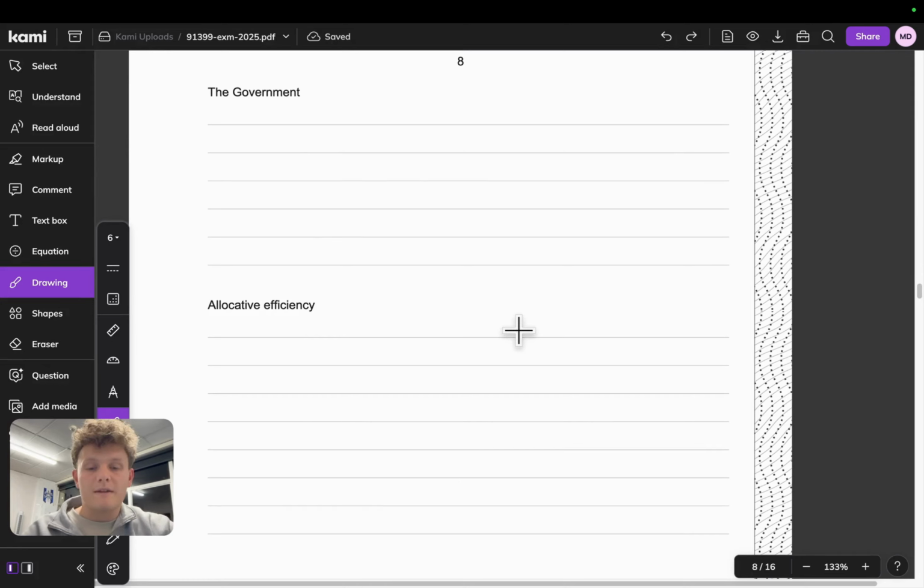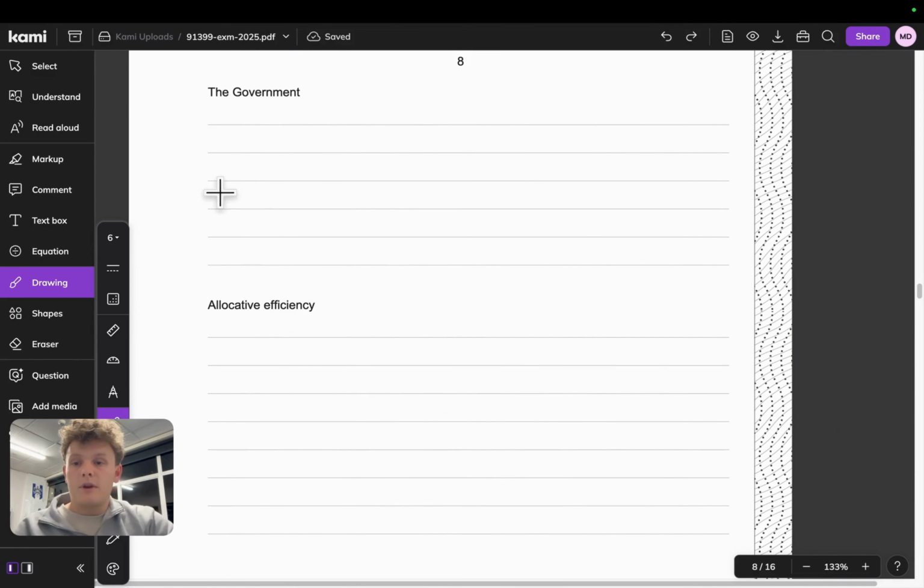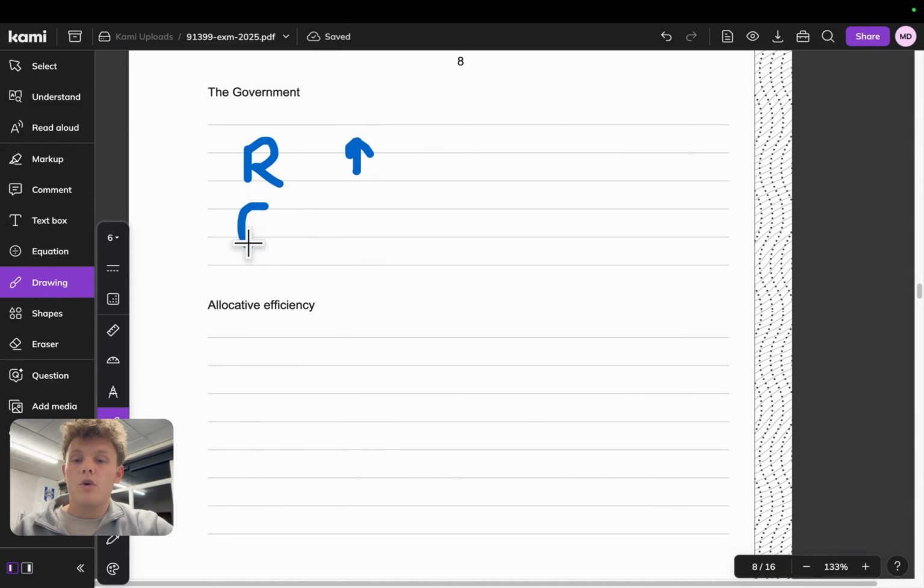Okay, the government is the next group. The government, they were receiving no tax revenue. Now they are receiving tax revenue. So if we think about revenue or spending, the revenue is increasing. That's making them better off. And then we've got to think about their goal. What was the aim of the government? What was the government's goal?